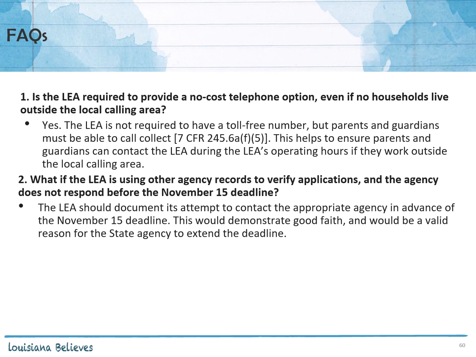Number 2. What if the LEA is using other agency records to verify applications and the agency does not respond before the November 15th deadline? The LEA should document its attempt to contact the appropriate agency in advance of the November 15th deadline. This would demonstrate good faith and would be a valid reason for the state agency to extend the deadline.